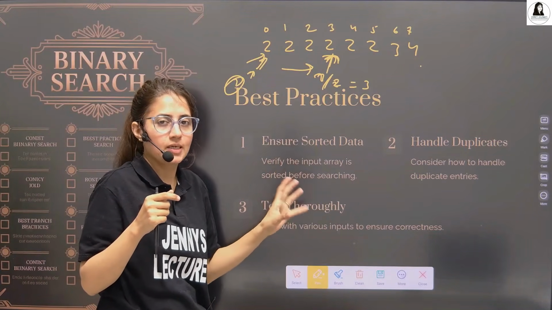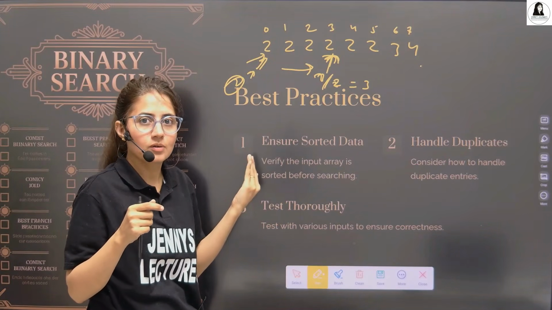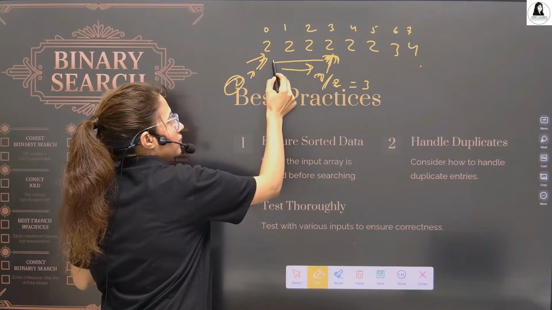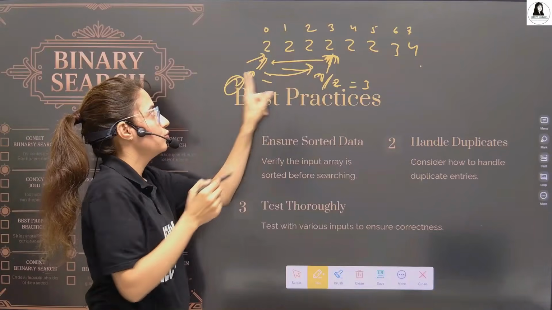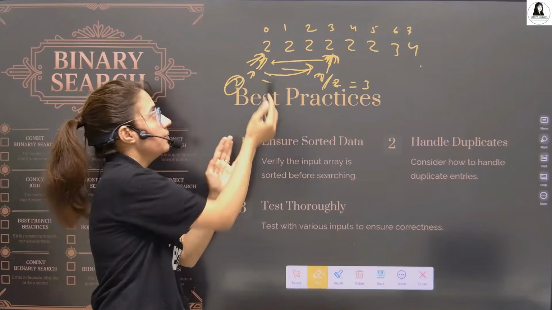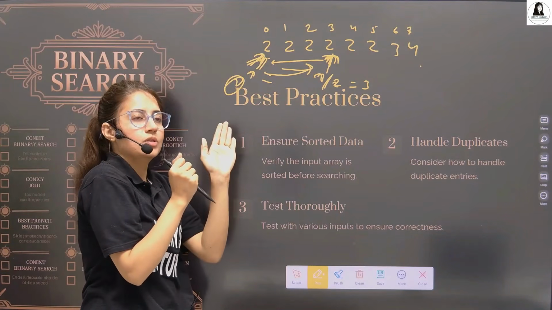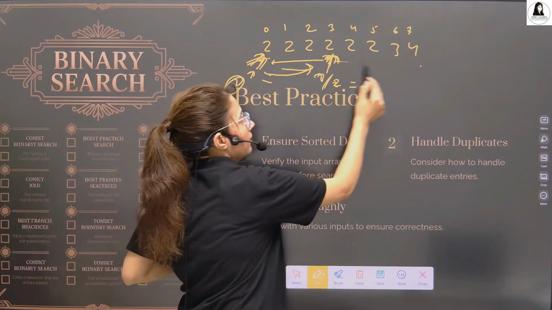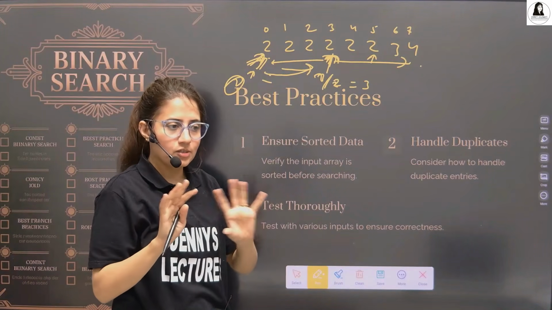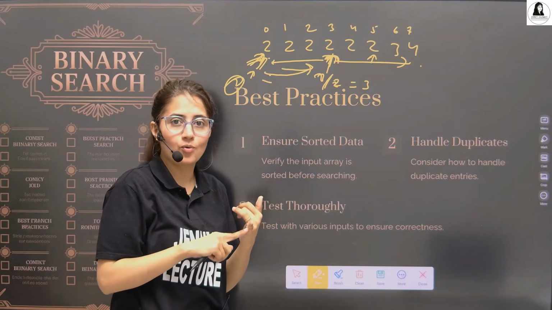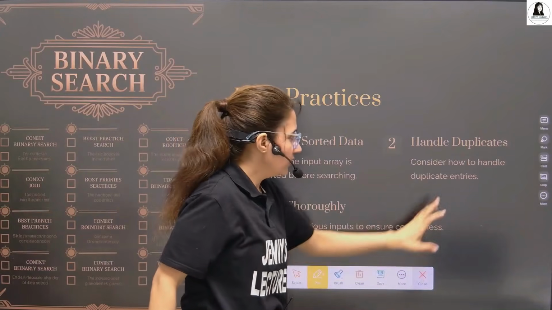But if duplicate data is there, then we have to follow another approach, so you have to handle this carefully. In this case, you can go for lower bound. With lower bound, you will get the first occurrence of 2 at the 0th index. If you want to find the last occurrence, go for upper bound. I'll show you in the next lecture how to implement lower bound and upper bound in binary search. Don't worry.